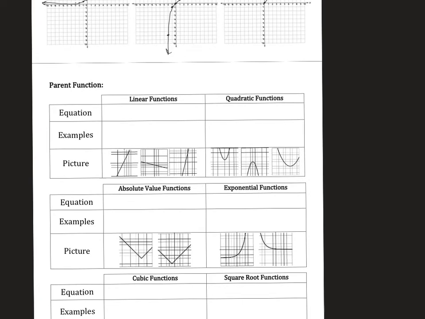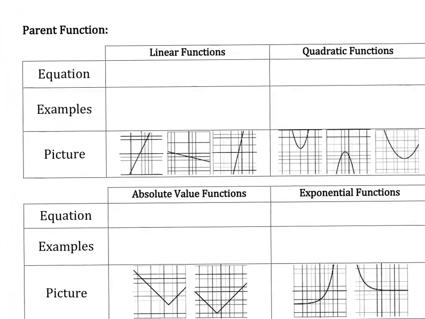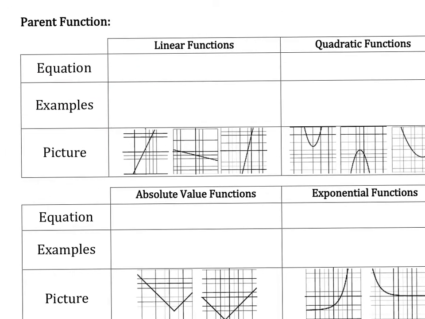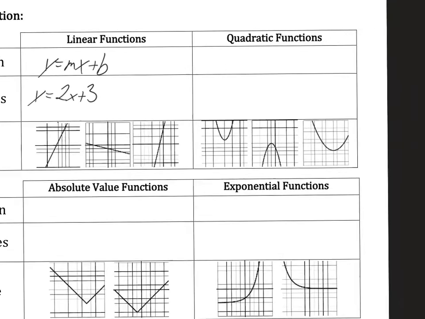Okay, so now, parent functions. We just drew all of the parent functions. So thinking about this closer, a linear function. This is the one that we're most familiar with. So y equals mx plus b, right? An example could be y equals 2x plus 3. So it looks like it's just a straight line. That's really all I'm looking for there.